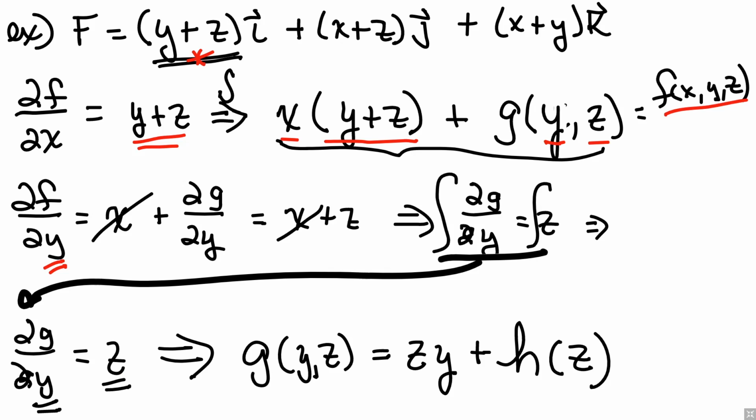Now, if I integrate this side, it's saying that g of y, z is going to be equal to, if I integrate this with respect to y, zy. Then I'm going to have plus some function that is only defined in terms of the only variable that I haven't used yet to integrate by, which is z. And that's how I got the h of z. Any questions so far?